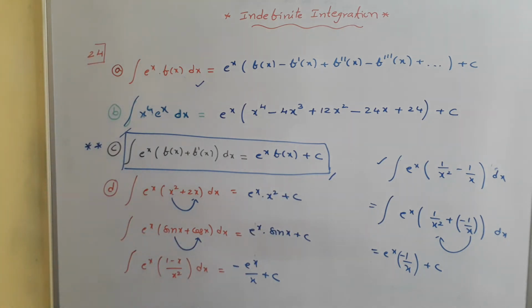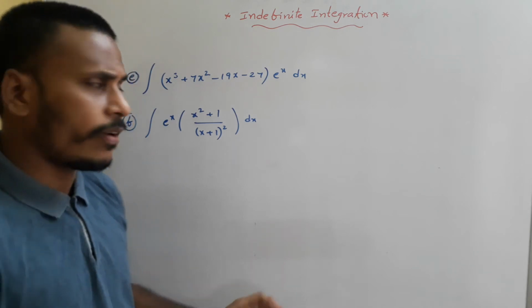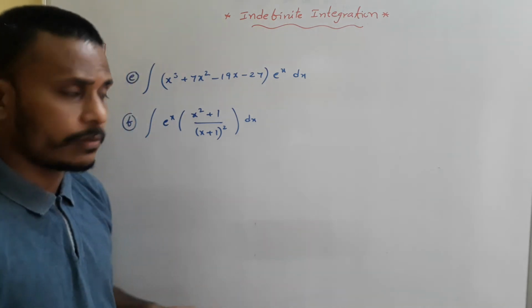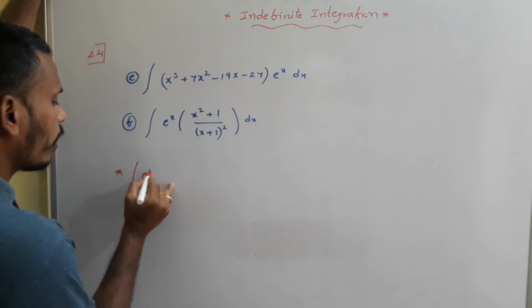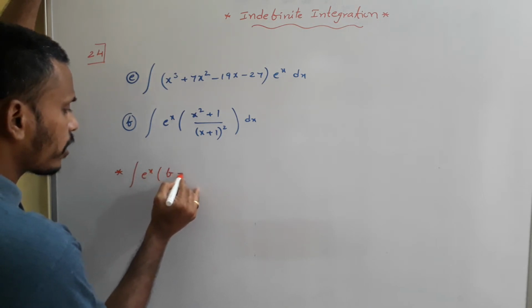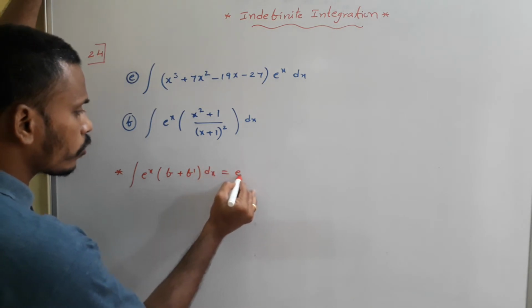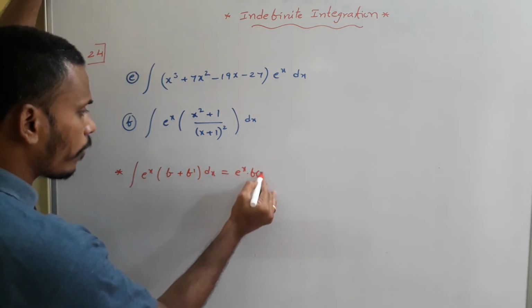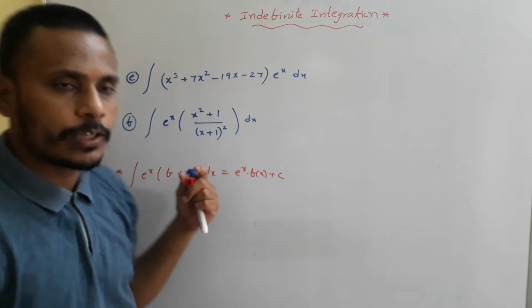Observe this. I will give you two more problems now. Look at these two problems. They are a bit different, but we need to go with the same procedure, the same technique. What is the technique which we derived? It is the integral of e power x into a function f plus its derivative f dash, dx, is equal to e power x into f of x plus c. Keep this in mind and then try to answer the first bit as well as the second one.